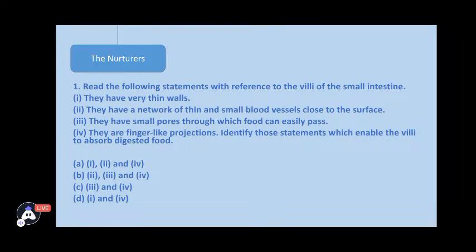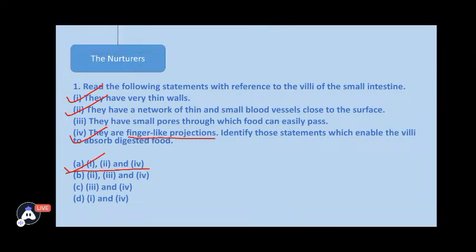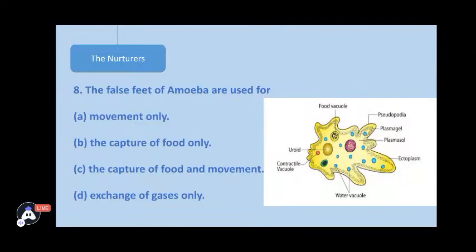Yes, you all have certain correct ideas. Yes, they have thin walls. We have seen the structure of villi; they have thin walls. The second is also correct: they have a network of thin and small blood vessels close to the surface. And the fourth says that yes, they have finger-like projections, which also help in absorption. So the first, second, and fourth, the correct option is A1. Moving ahead to the next one.